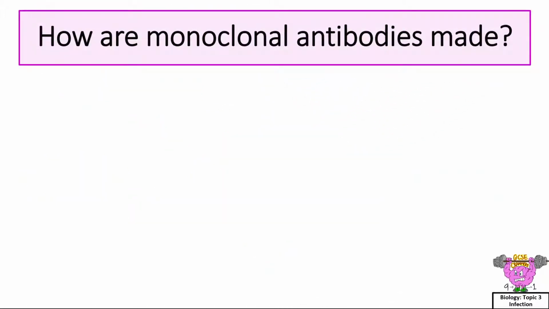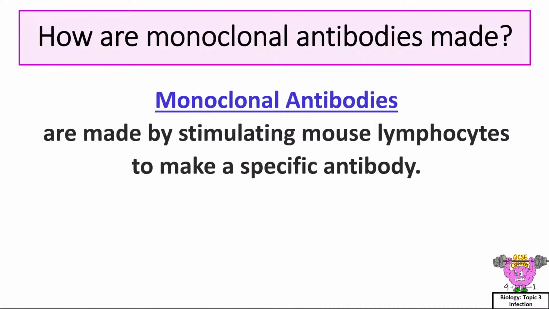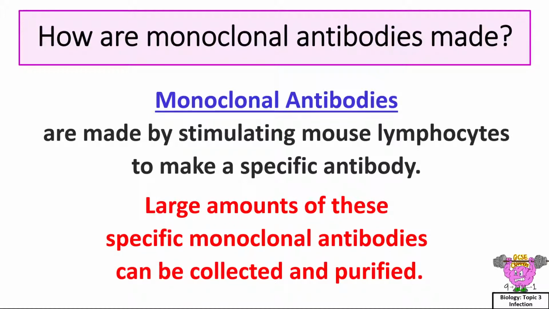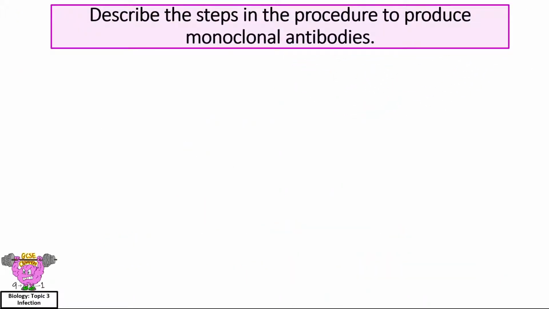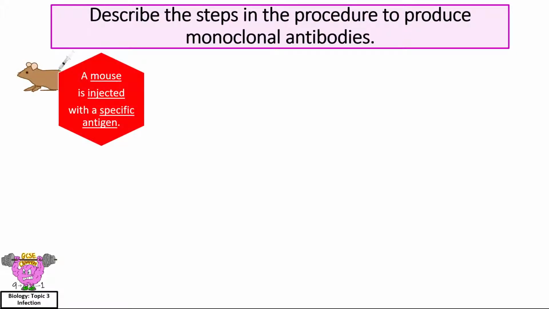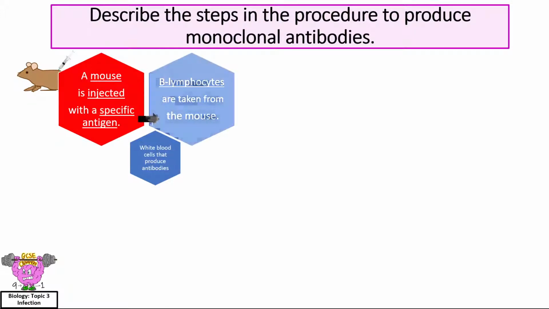How are monoclonal antibodies made? Monoclonal antibodies are made by stimulating mouse lymphocytes to make a specific antibody. Large amounts of these specific monoclonal antibodies can be collected and purified. Describe the steps in the procedure to produce monoclonal antibodies. A mouse is injected with a specific protein antigen to form white blood cells that produce antibodies called B-lymphocytes, which are taken from the mouse.